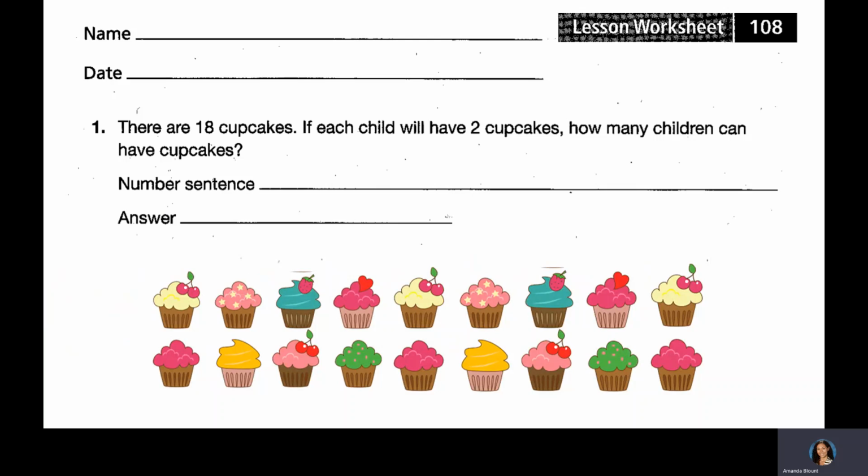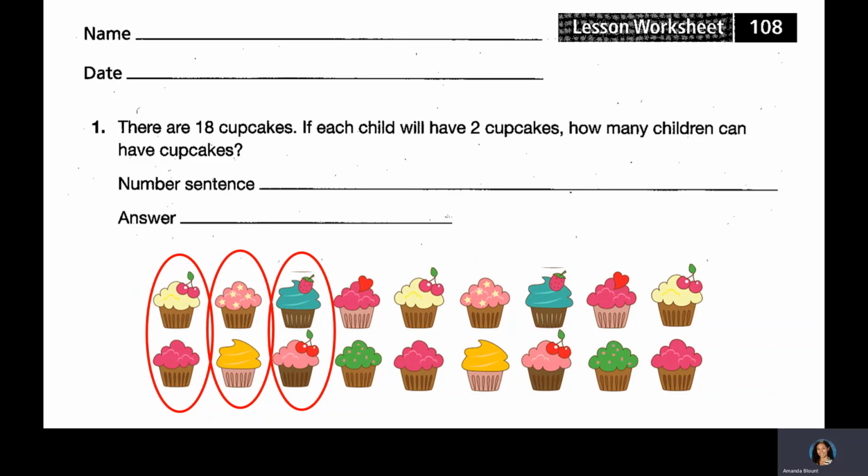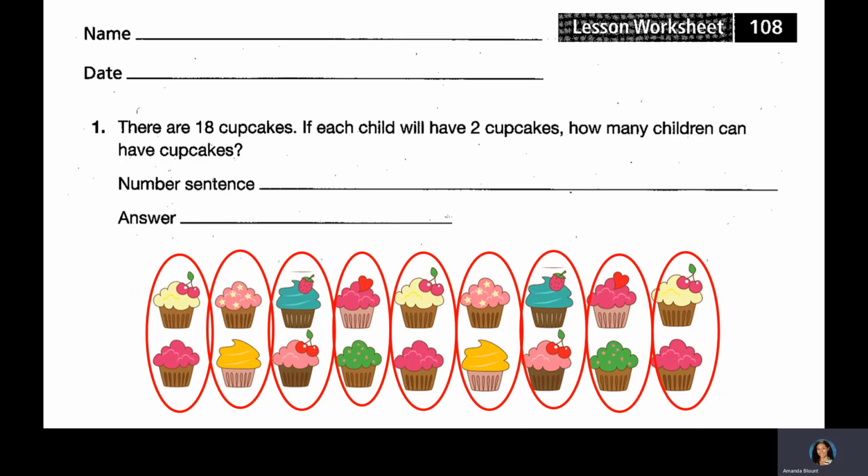Here's a picture of 18 cupcakes. They look yummy, don't they? What I'm going to do next is I'm going to give each child 2 cupcakes, and I'm going to show that on the PowerPoint. Here's me giving one child 2 cupcakes. Here's me giving another child 2 cupcakes. Here's me giving another child 2 cupcakes. And I'm going to keep on doing this. So in my picture, each group of 2 cupcakes will represent how many children can have cupcakes.